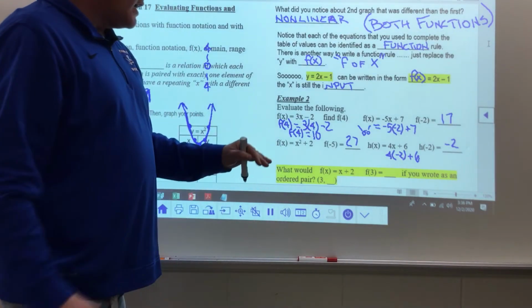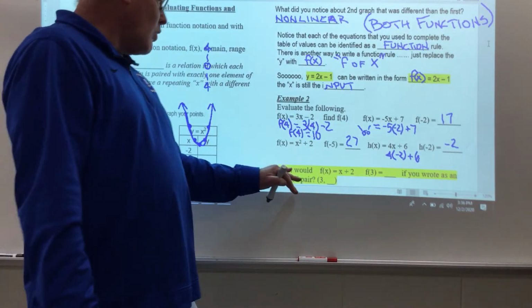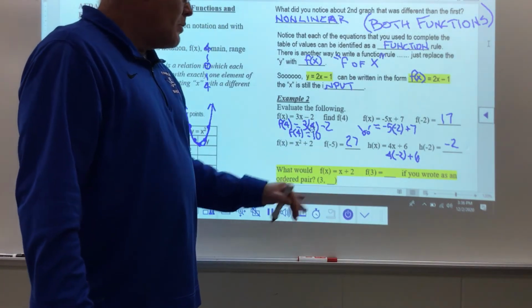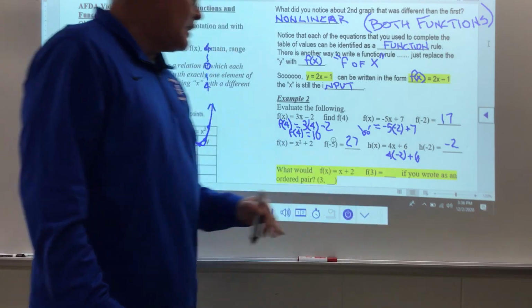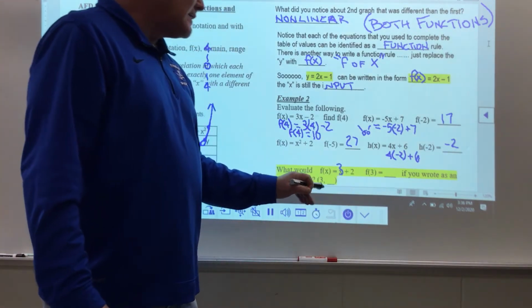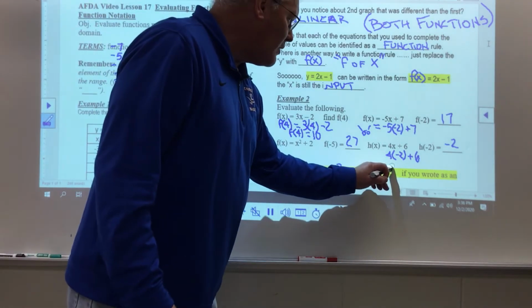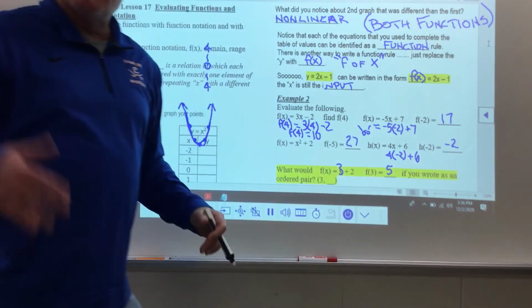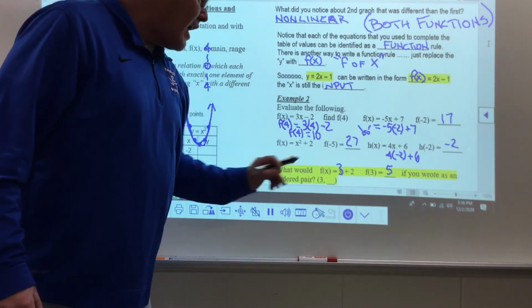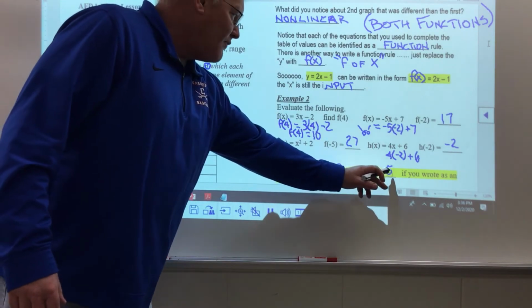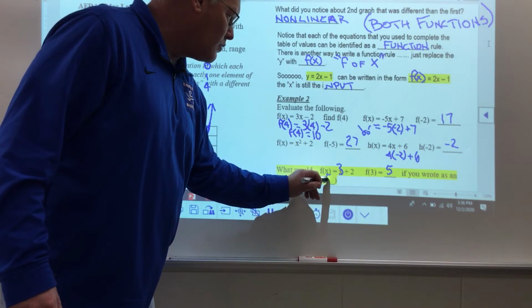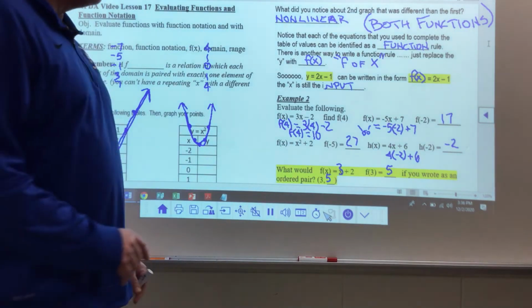Okay? So let's answer this last question here. It says, what would f of x equals x plus 2, what would happen if you had f of 3 in there? If you plugged in 3 right here for where the x is, you'd have 3 plus 2. That would equal 5. What would happen if you wanted to write that as an ordered pair? Well, 3 is your x value, or your input, and 5 would be your f of x value, or your y value. So you could write that as an ordered pair.